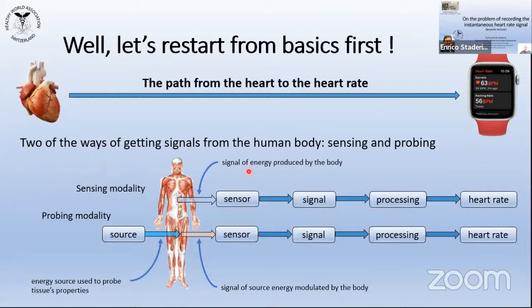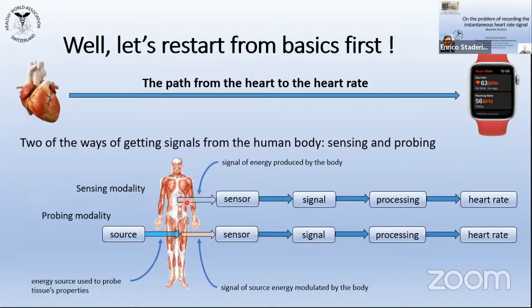There are two ways of getting signals from the human body. One is known as sensing modality, and the other is probing modality. In the sensing modality, you have some energy coming out of the body. This energy is detected by a sensor or transducer. The output of the sensor will be a signal. The signal will be processed, and at the end, we will have the heart rate. In a probing modality, we have a source of energy going into the body and being modulated by the body, and the sensor will detect this modulation, and then the signal and the processing and the heart rate will come out.